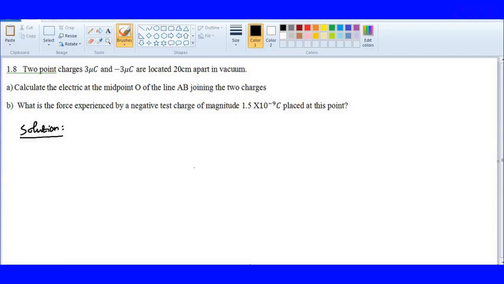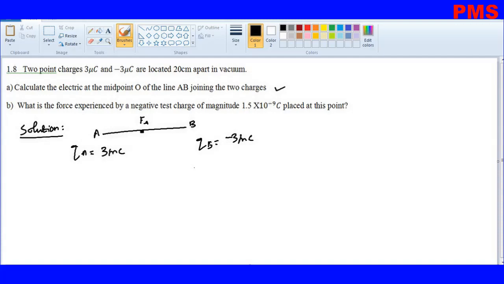In this question, we can calculate easily, starting with the first part: calculate the electric field at the midpoint O of the line AB joining the two charges. I can draw an imaginary line joining A to B. I can mention the charges: QA equal to 3 microcoulomb and QB equal to minus 3 microcoulomb. And the midpoint, we can assume, is O.